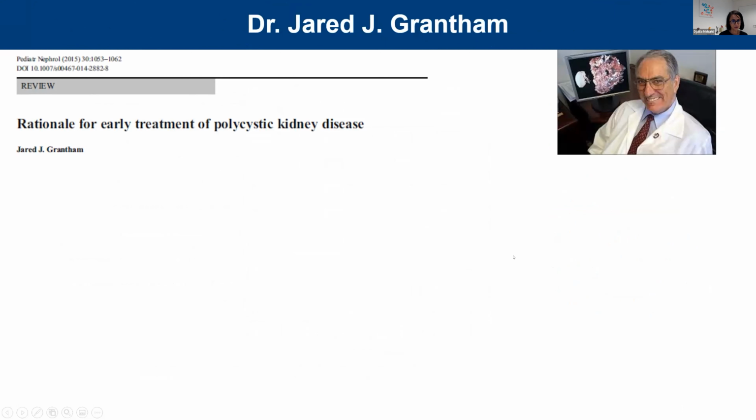So I would like to share with you what Dr. Grantham said in writing, a very nice rationale for early treatment of PKD, showing that Dr. Grantham was really very early in his thought and in his research.